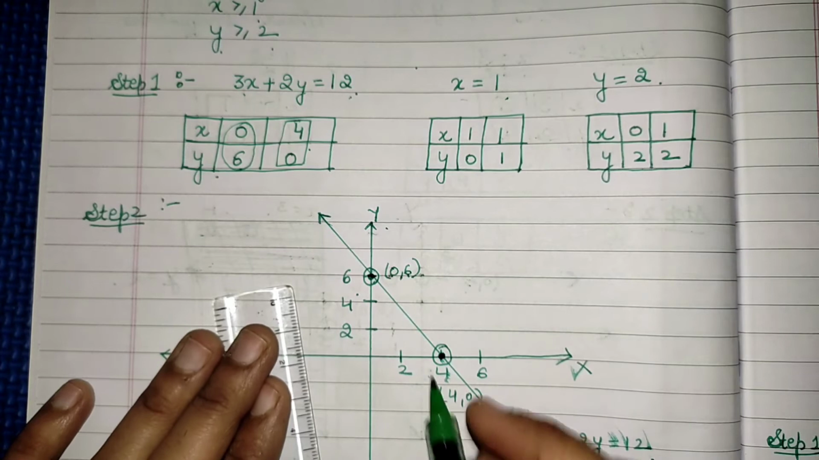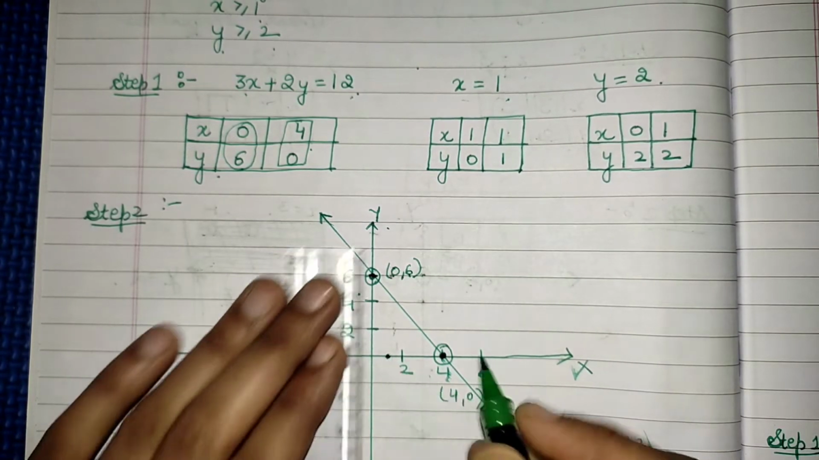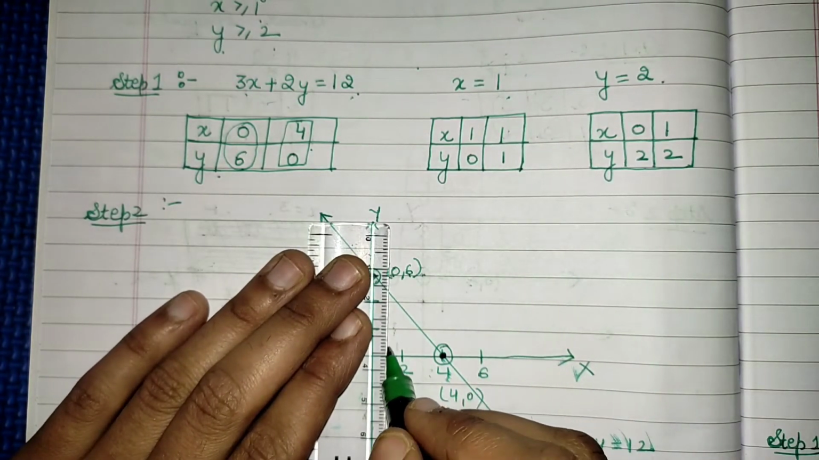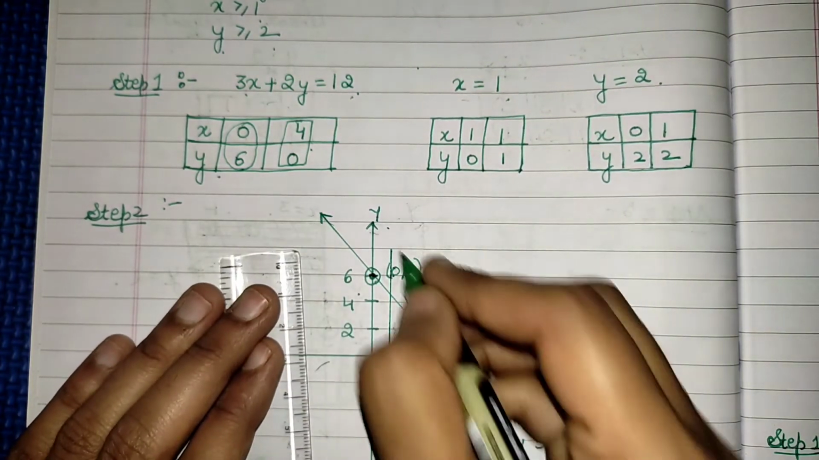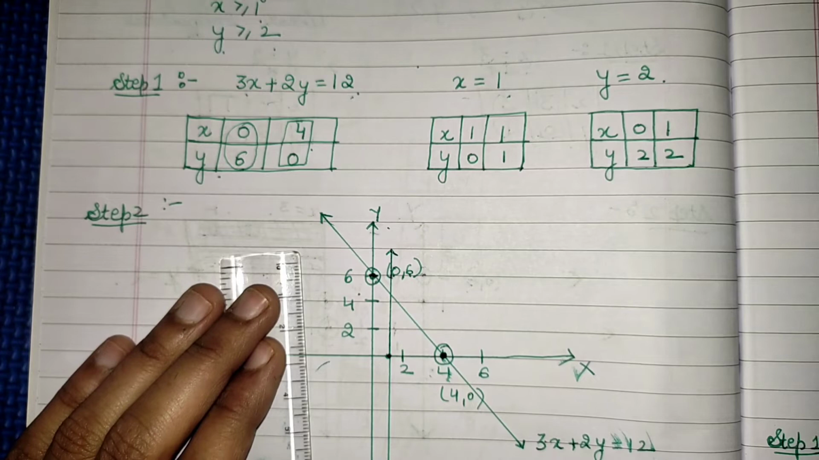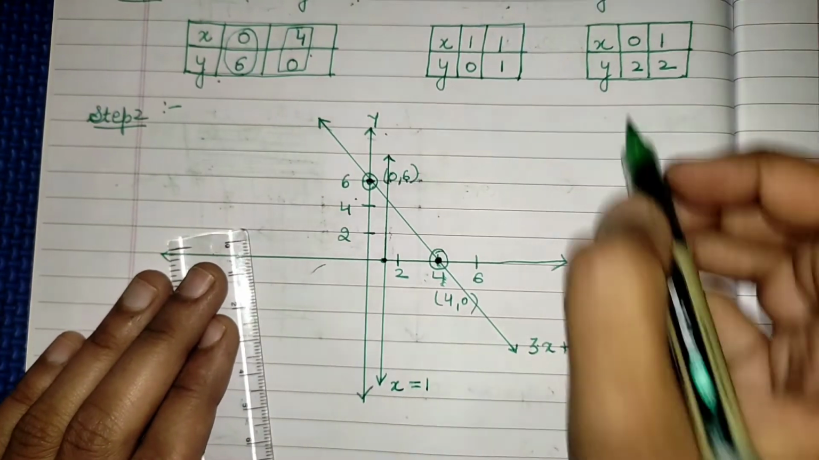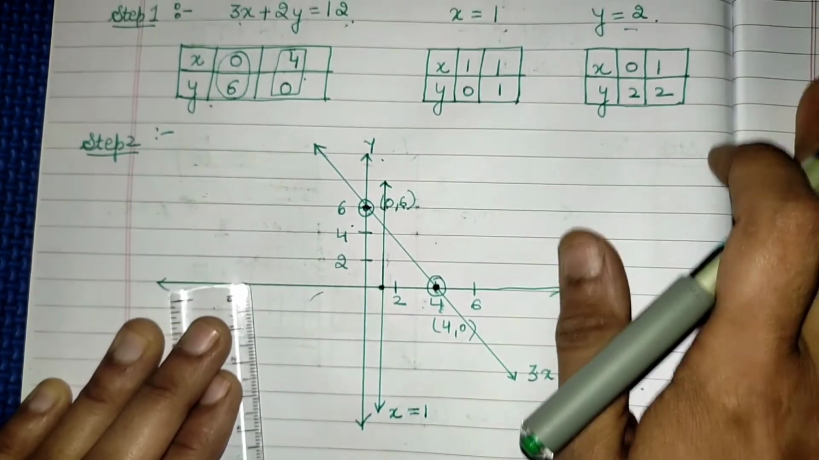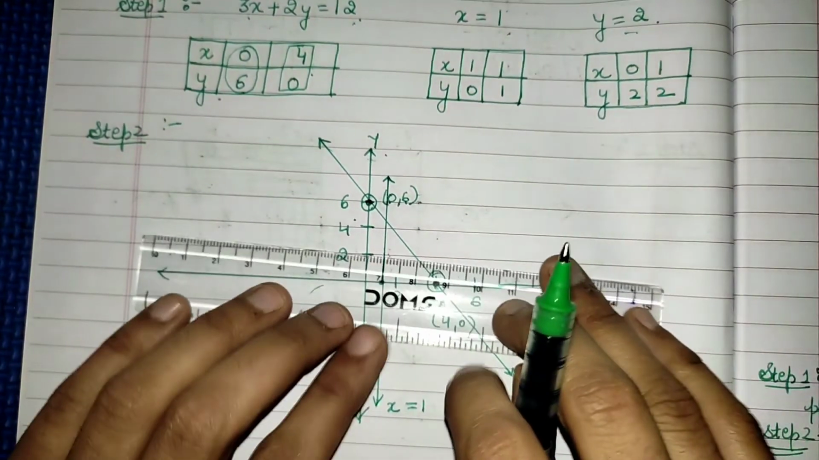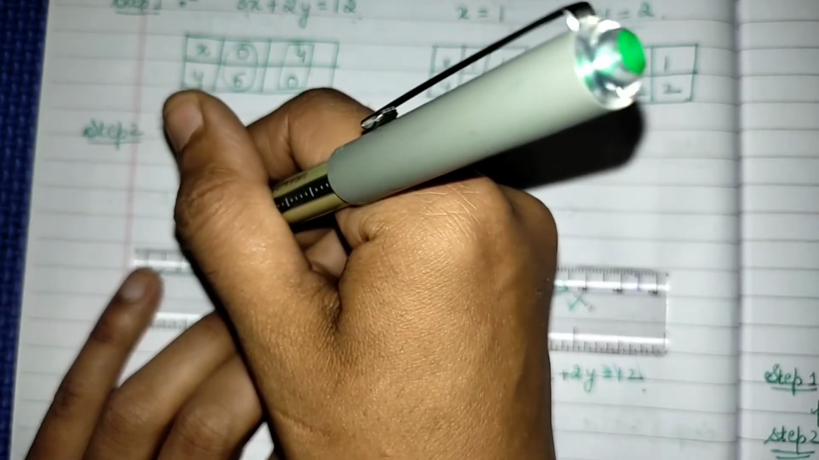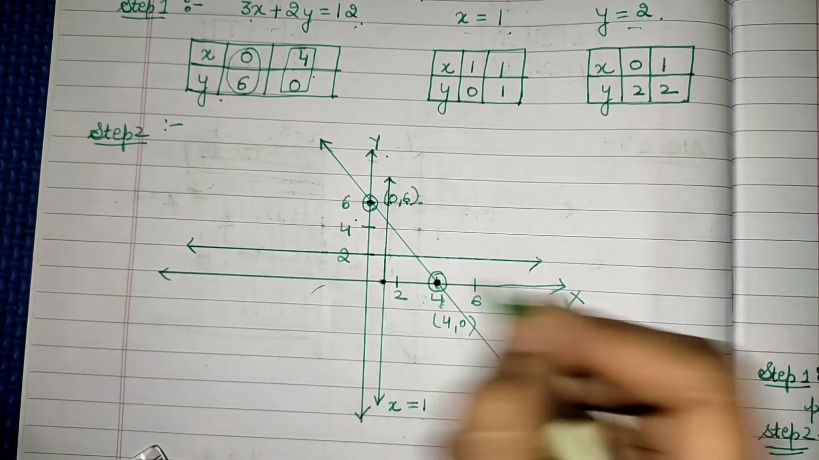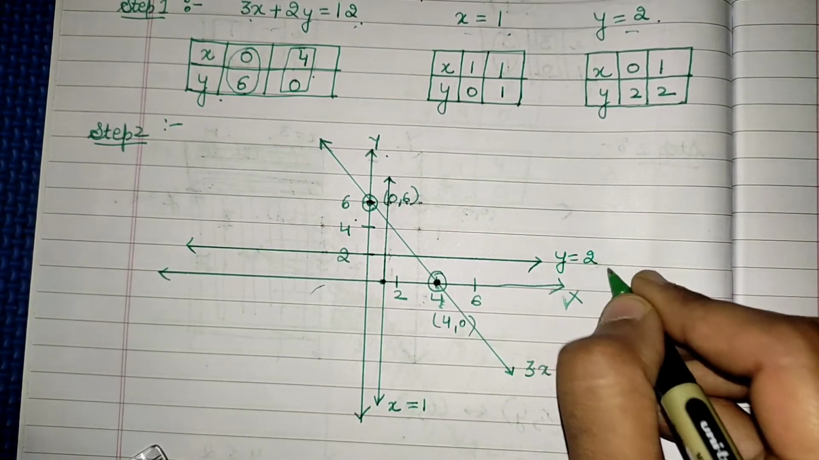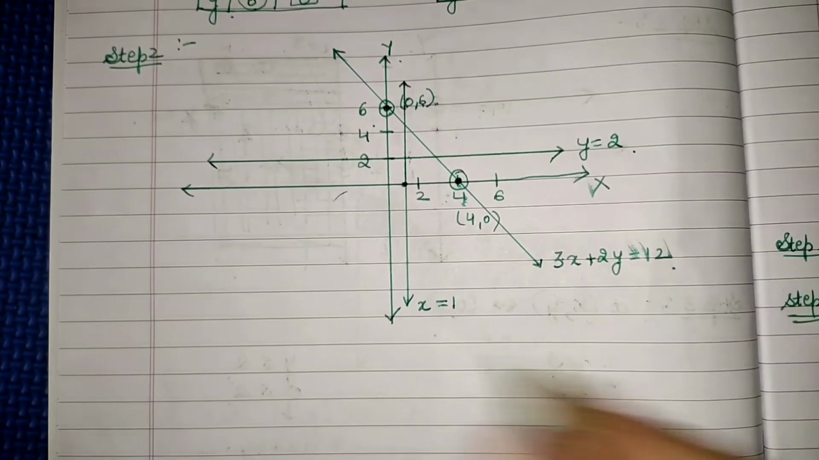Next, x is equal to 1. X is equal to 1 means that x will be always equal to 1. Whatever is the value of y, it doesn't matter. So this is going to be my second line, x is equal to 1. Okay. Then my third is what? Third is my y is equal to 2. So y is equal to 2 will be where? Y is equal to 2 will be here. So this will be my third line, which is y is equal to 2.